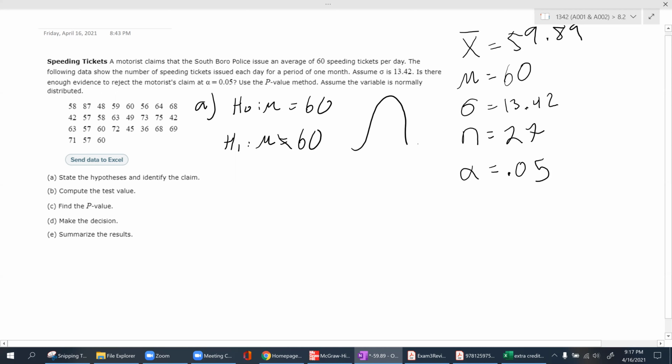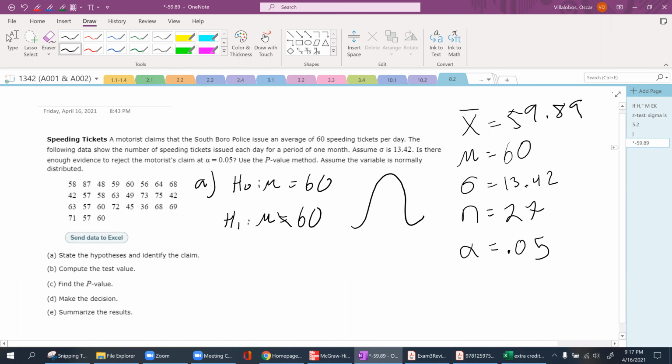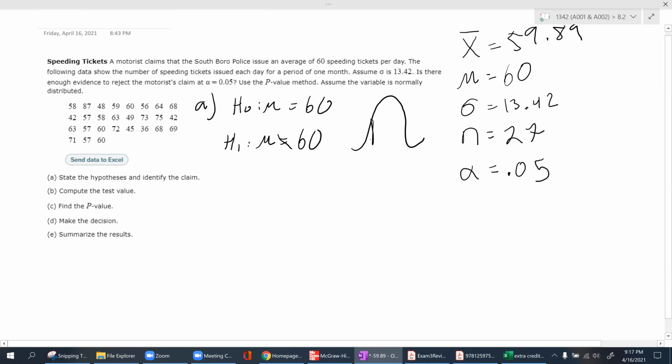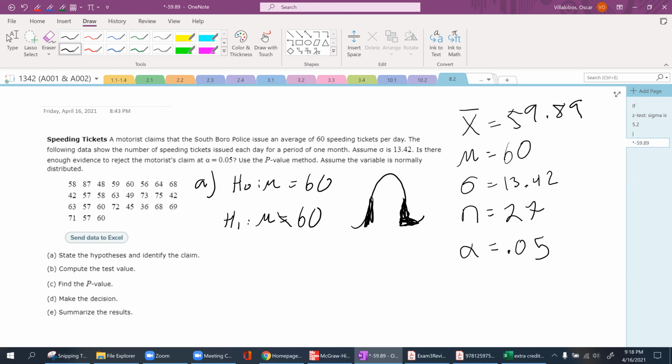So for this one, it's also going to be a two-tailed test. This is also going to be a two-tailed test. Again, if you don't remember how to determine this, go over this part of the video again. Since it's not equal to that value, it is a two-tailed test.